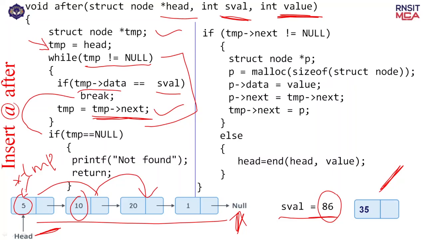Here again the temp data is 20. Is 20 equal to 86? No, it is not 86. Again it will move to the next cell. Next temp data is 1. Is 1 equal to 86? No, it is not. Then it will automatically move to the null. When it moves to the null, the condition you have given in the while loop breaks and it will come out to the next statement.